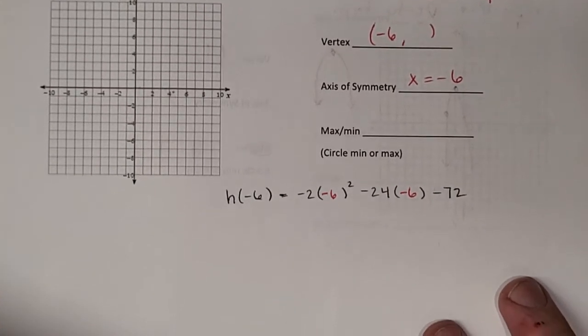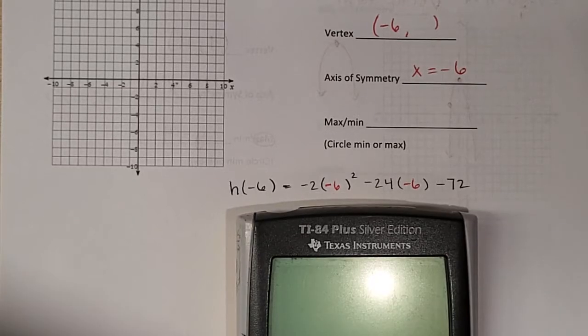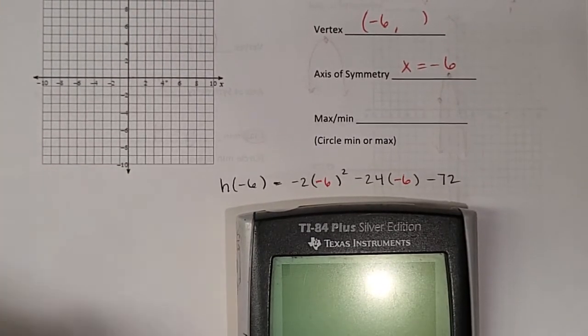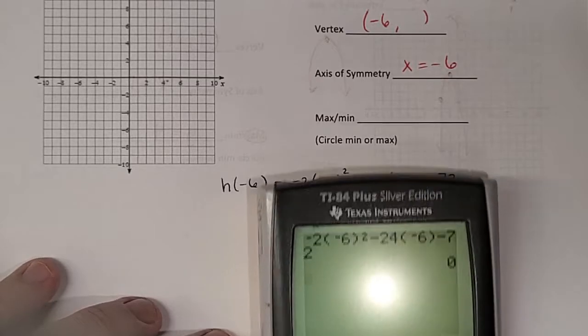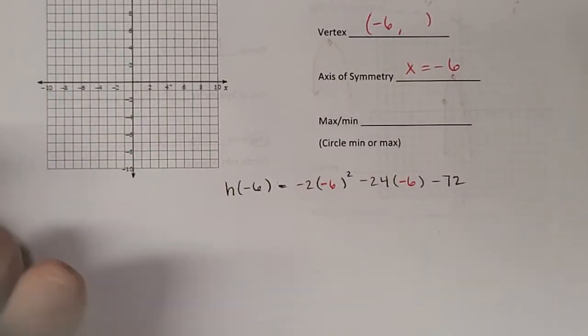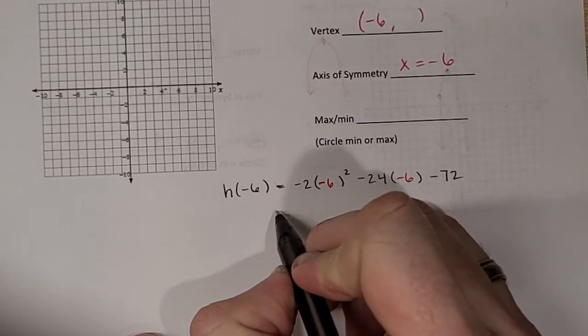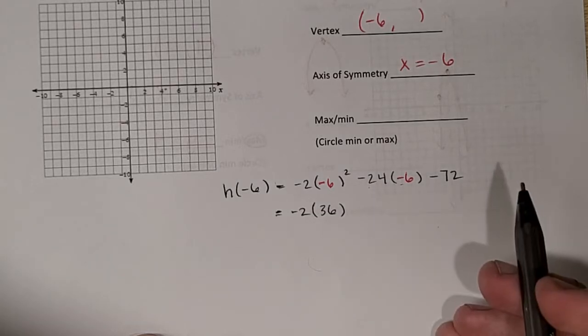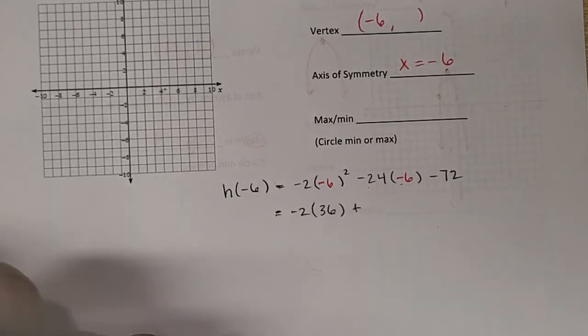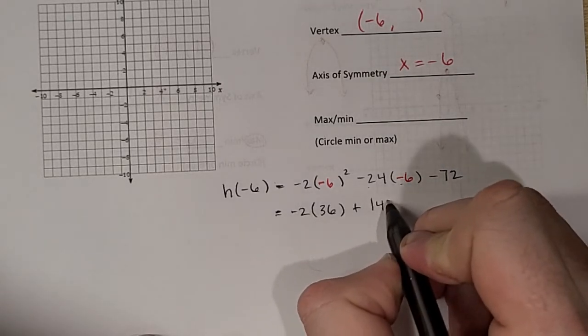Now, you all have Chromebook calculators. Again, you could do this by hand, or if you wanted to, you could bust out your handy-dandy calculator and punch this all in at once. Negative 2 parentheses, negative 6 parentheses squared, minus 24 times negative 6, minus 72, enter. Hey, weird. That actually came out to 0. You could do this by hand too, just for fun. Negative 6 squared is 36. Negative 24 times negative 6 would be a positive 144.